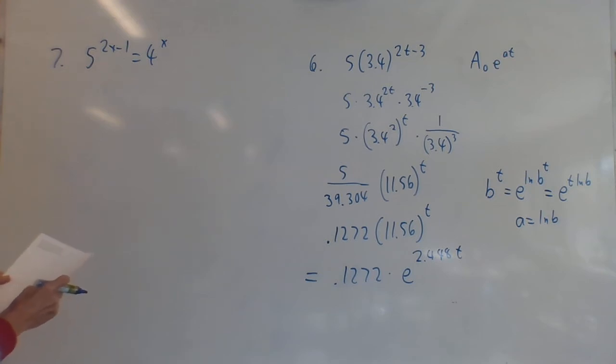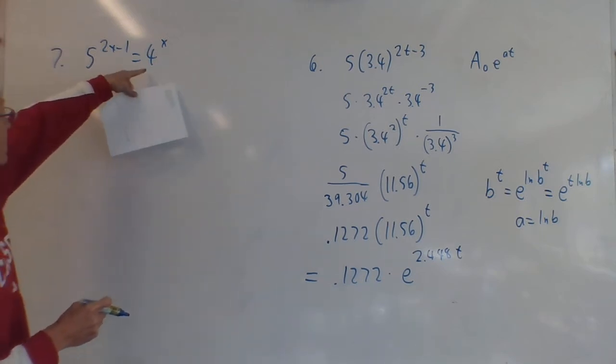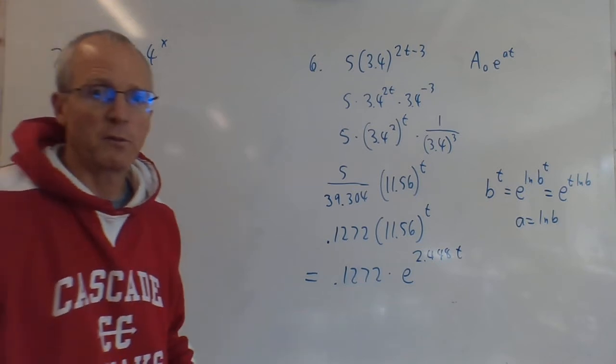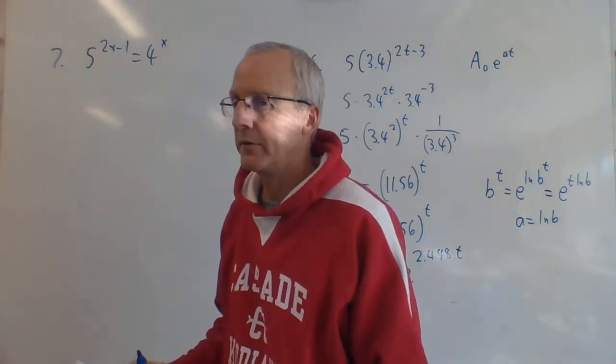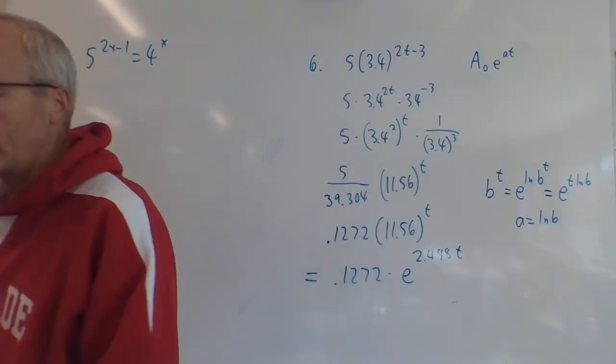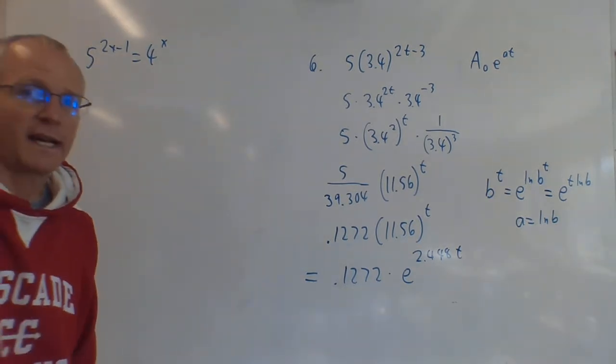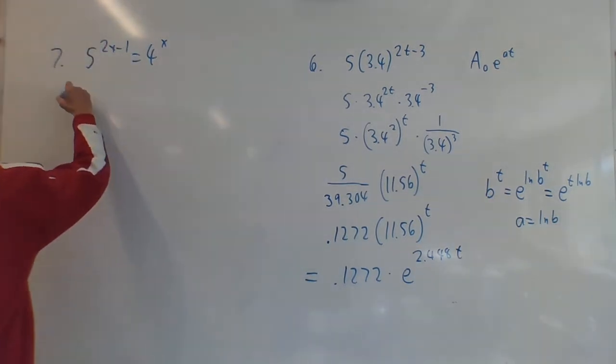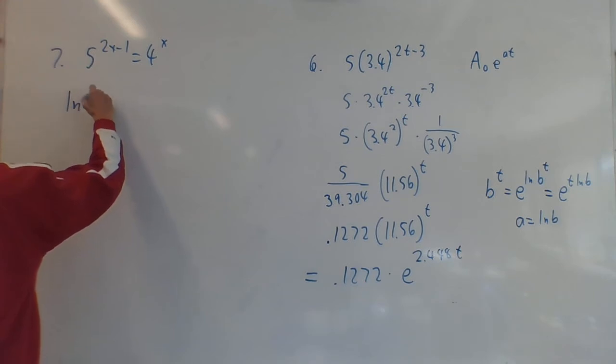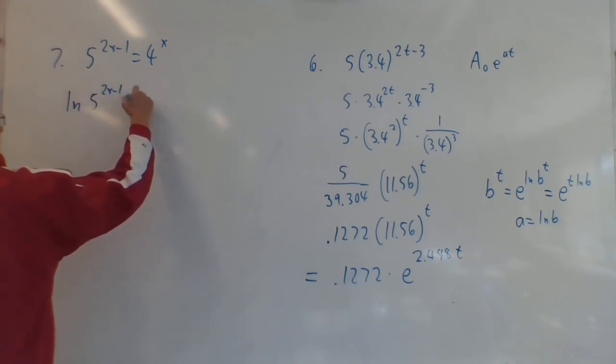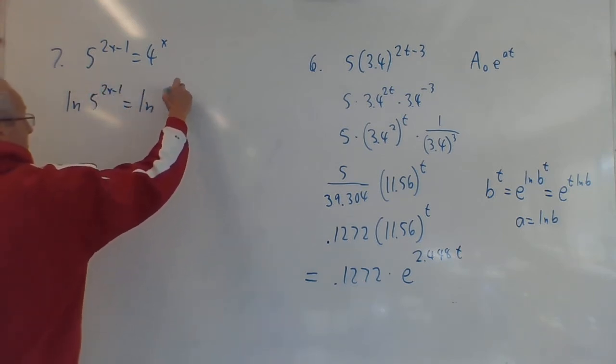All right, so we want to know what x is. We have this crazy 5 here and a 4 there. We've got to get rid of those, right? We want to bring those x's down. The way you get rid of exponents is you take the log of them. Any log works. I like using ln. Let's take the ln of both sides. So ln of 5 to the 2x minus 1 equals ln of 4 to the x.